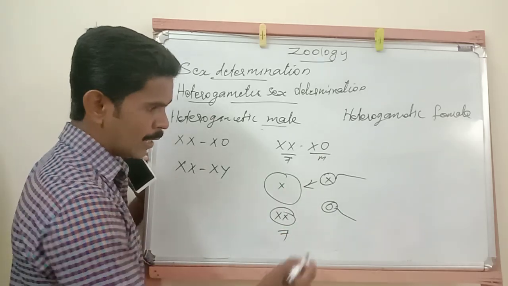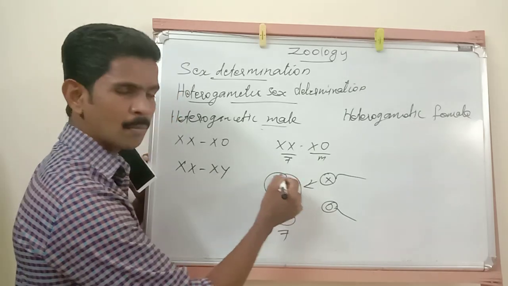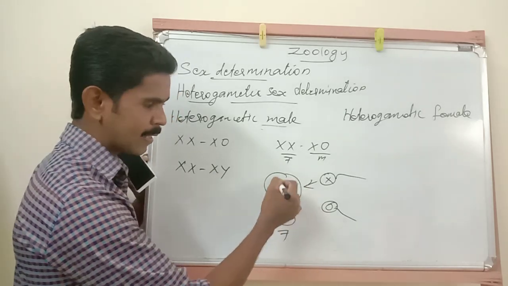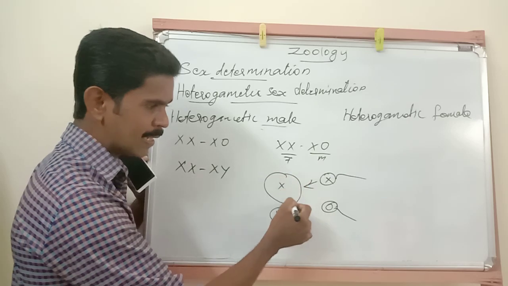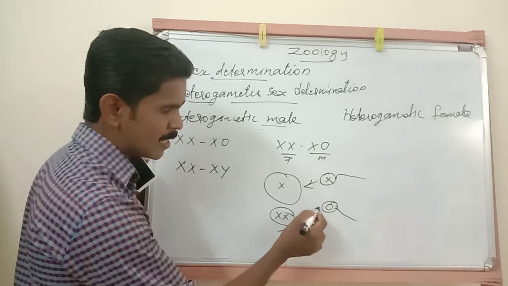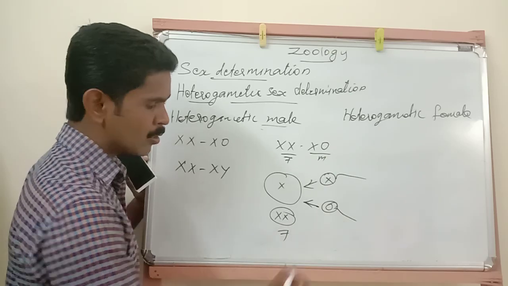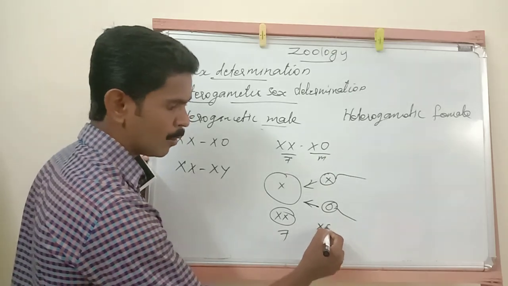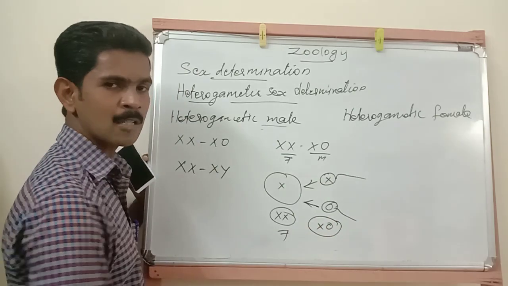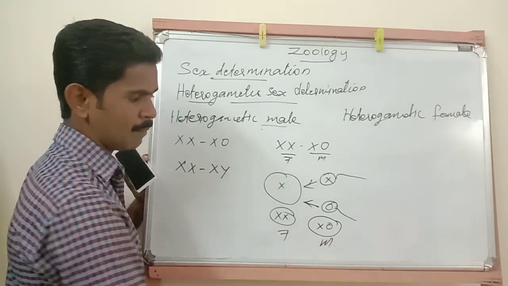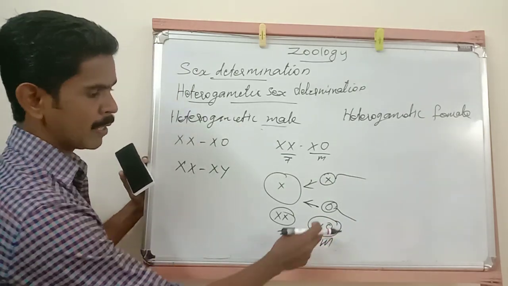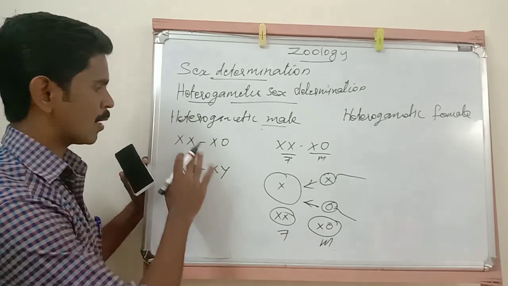Understand? Suppose this egg carries an X chromosome. When this egg is fertilized by this sperm, here there is no X chromosome, isn't it? X chromosome is absent here. So it will produce the embryo. That embryo is of XO type. So it is a male. So it will become a male organism. I hope you understood this point.